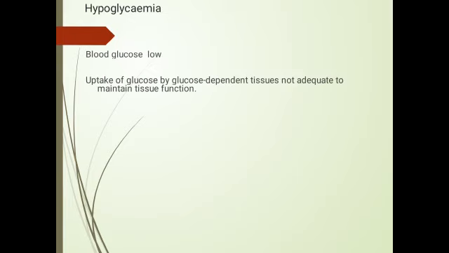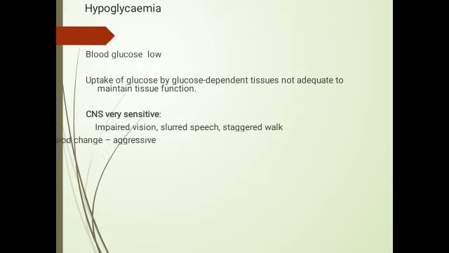So next is hypoglycemia. Hypoglycemia means low blood glucose level, usually less than 70 mg per deciliter. So uptake of glucose by glucose dependent tissues is not adequate to maintain the tissue function. And the CNS, central nervous system, is very sensitive. There will be impaired vision, slurred speech, staggered walk, and there may be aggressive mood changes. And if hypoglycemia is prolonged and severe, it leads to confusion, coma and death.